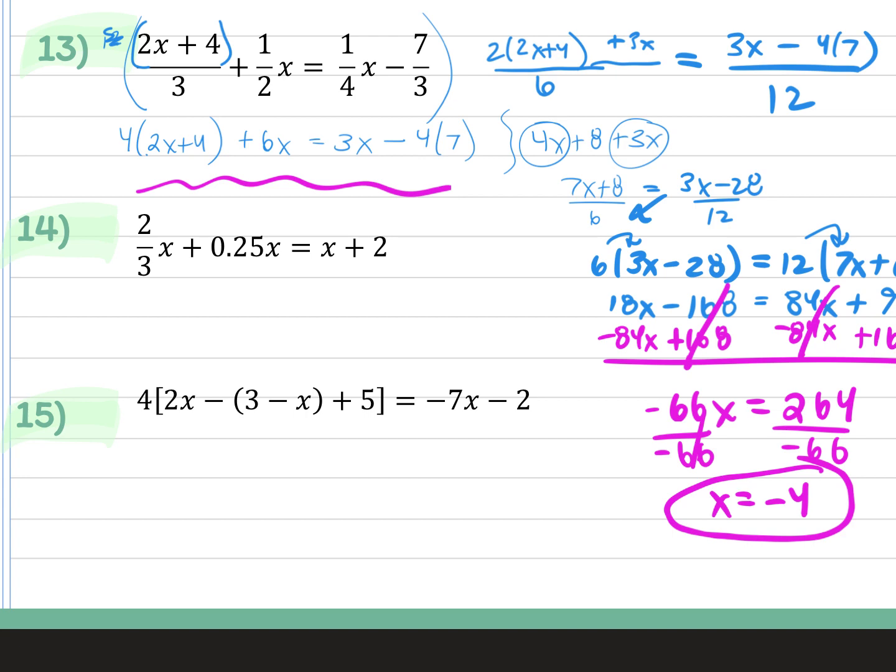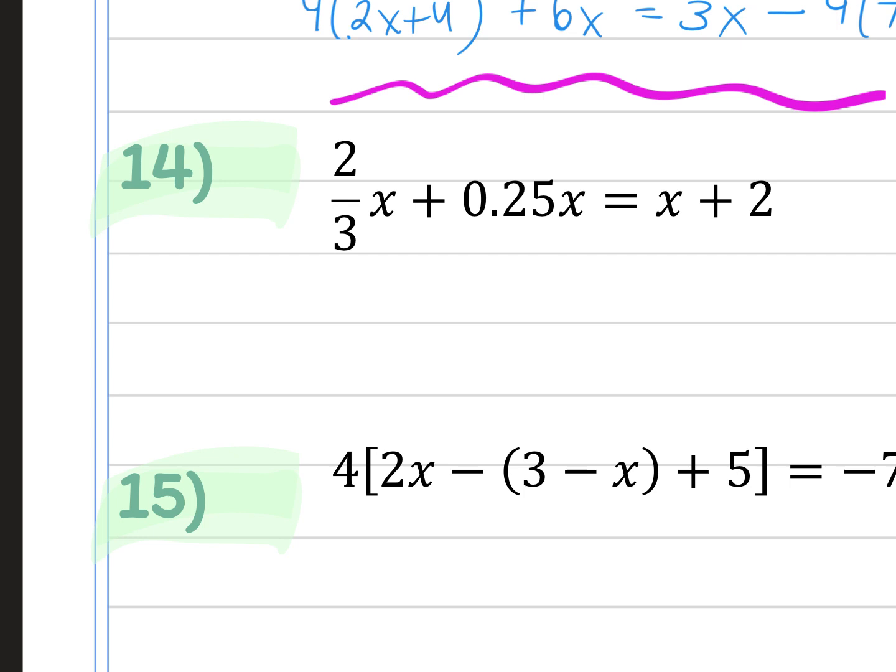All right, so let's look at 14. I look at 14 and I think, uh-oh. Why do I think, uh-oh? There's a decimal and a fraction. So what do we do?